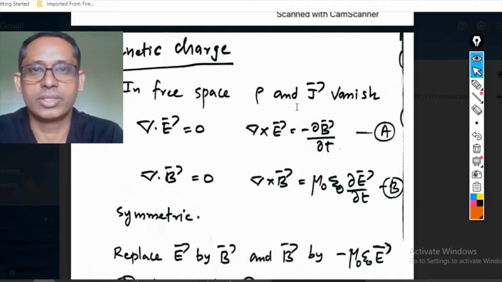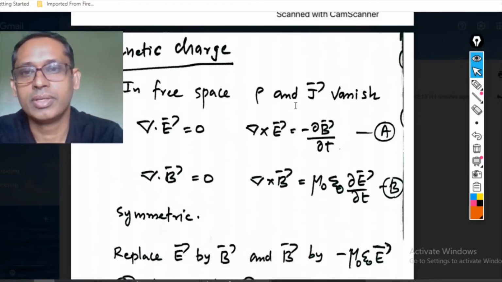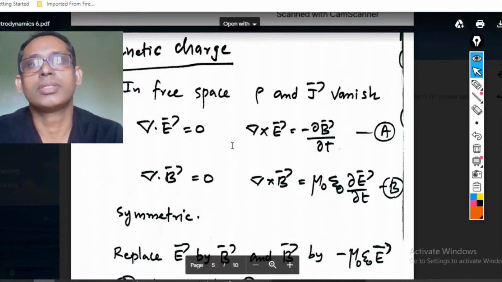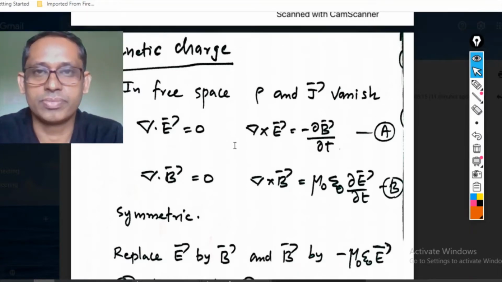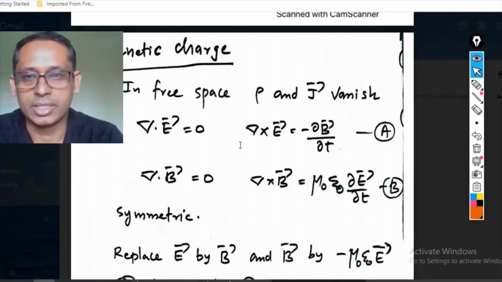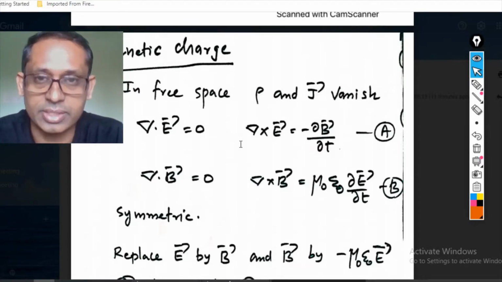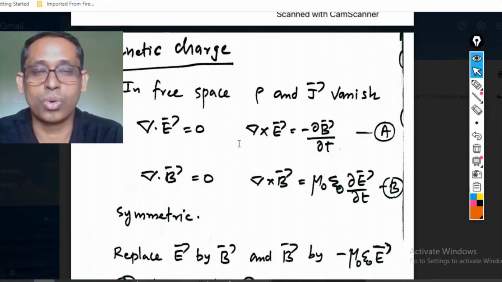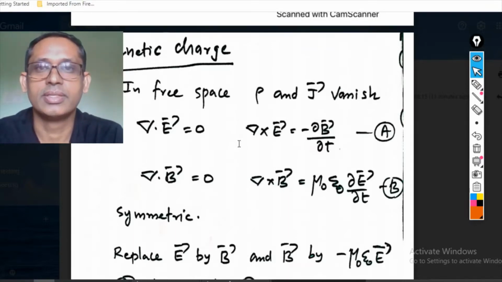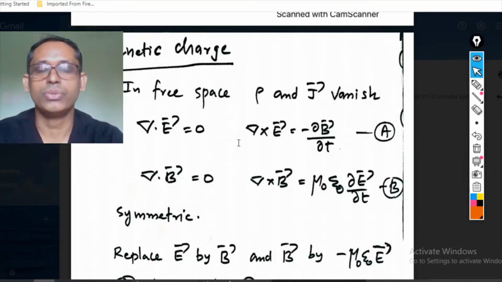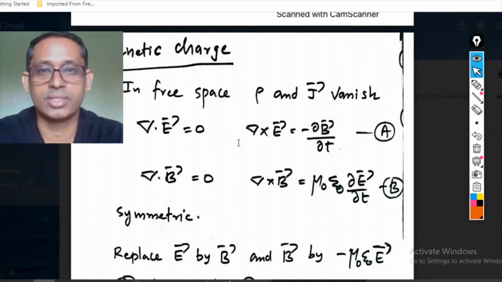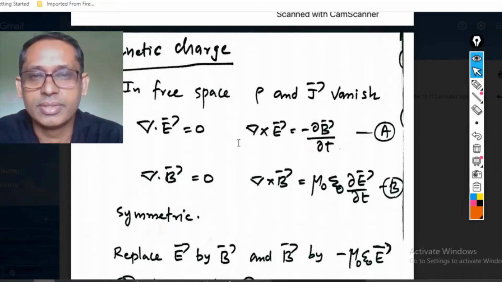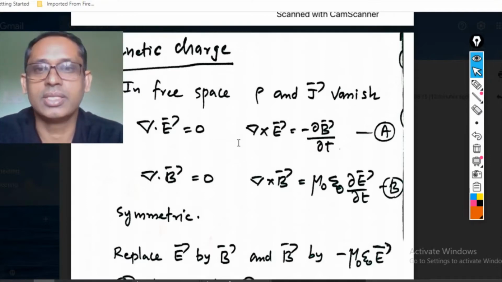Next section that we are going to see is a discussion about magnetic charge, whether magnetic charge exists. We know electric charges exist, or electric monopoles exist. In a similar way, do magnetic monopoles exist, or magnetic charges exist? So this question is going to be discussed in this section.